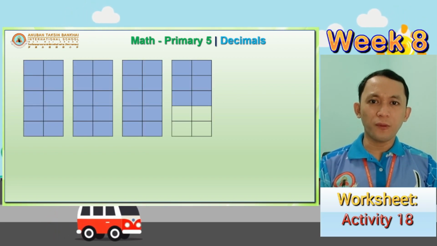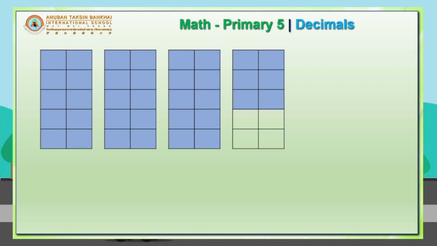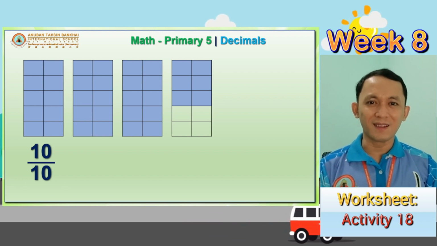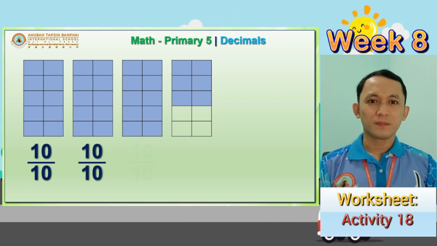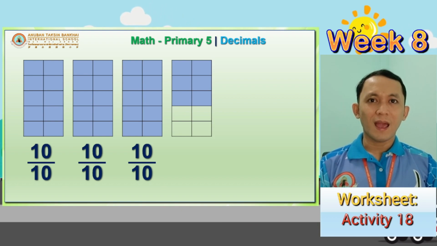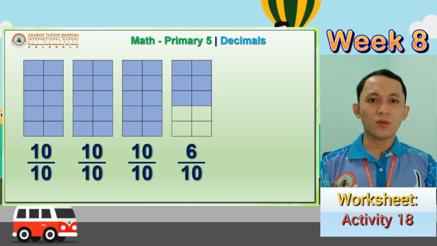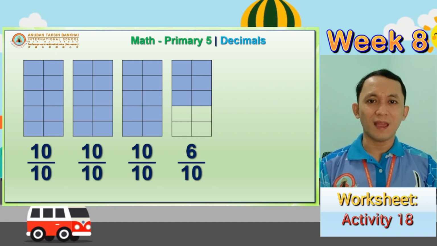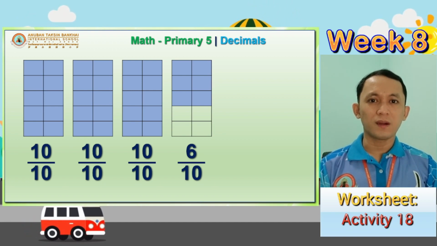Here we have 4 rectangles, and each rectangle is divided into 10 equal parts, so that's the same. Now the first rectangle, all the parts were shaded, so we can write this as 10 over 10. That is the same with the second rectangle and the third rectangle. Now here on the fourth rectangle, we have only 6 out of 10 equal parts that are shaded. So we write it as 6 over 10.